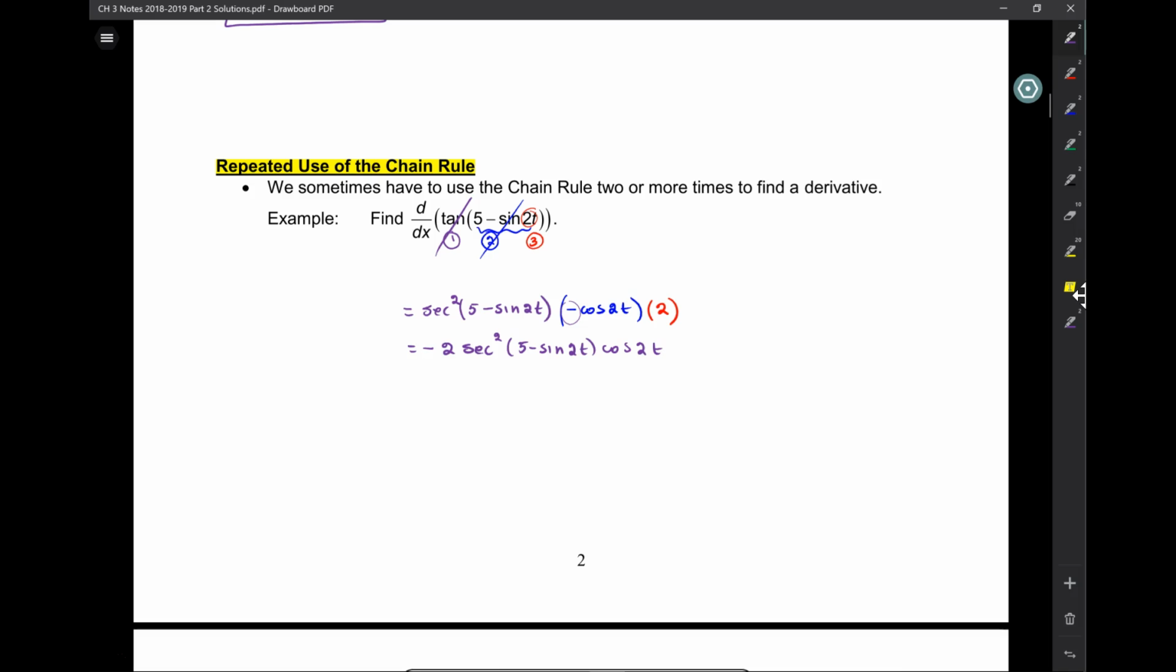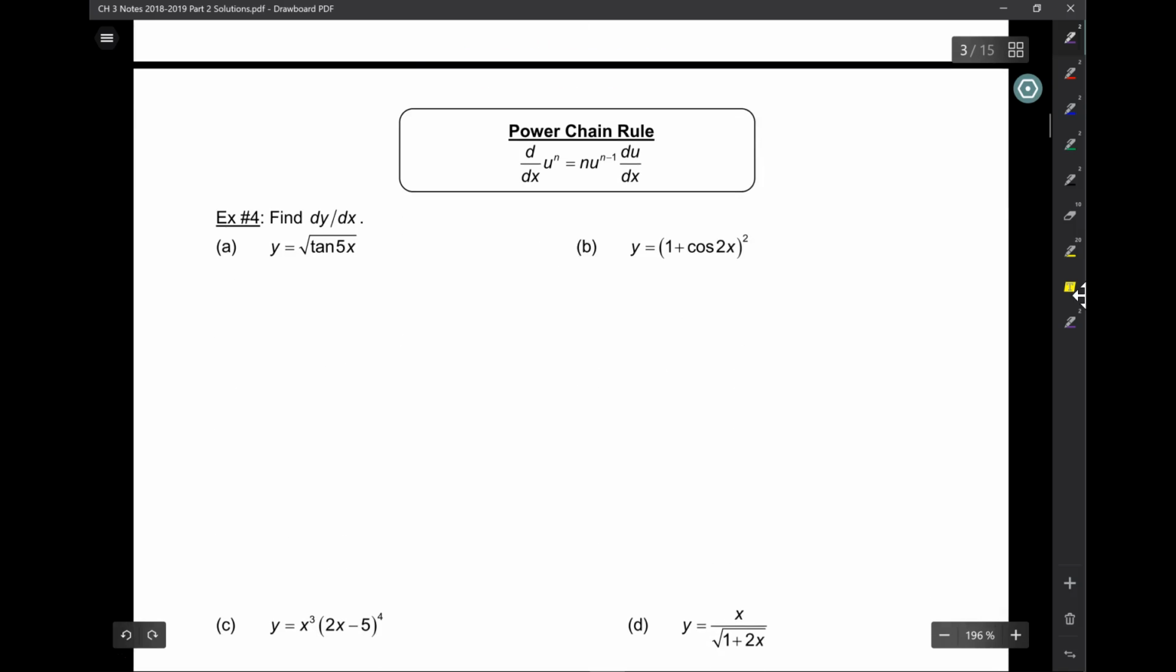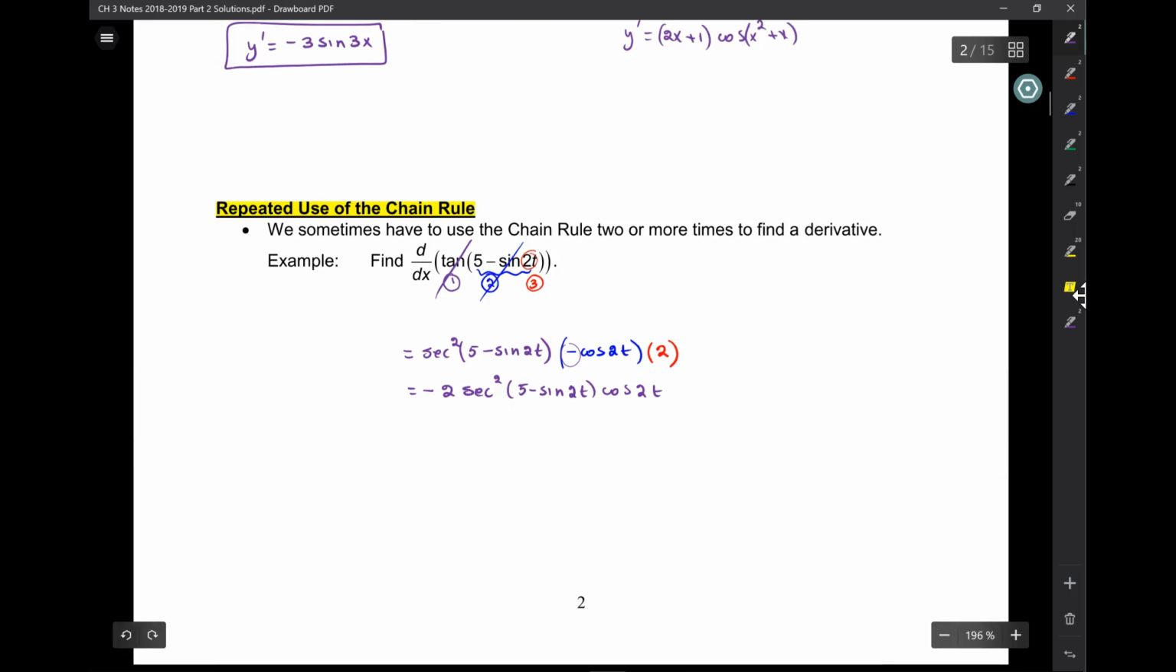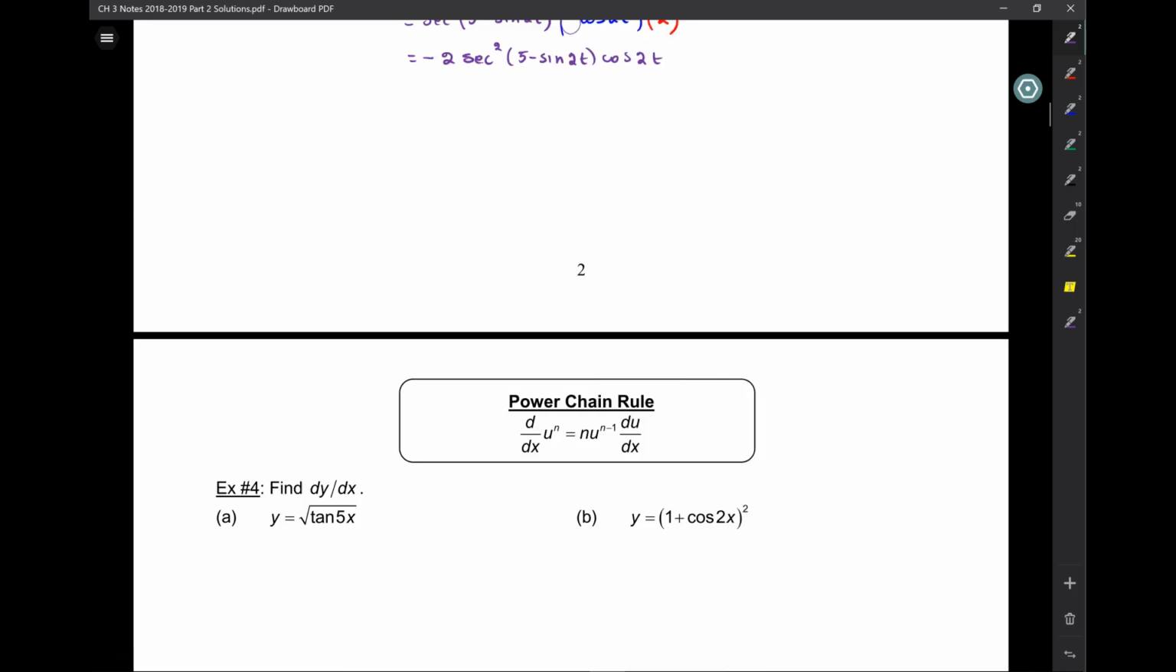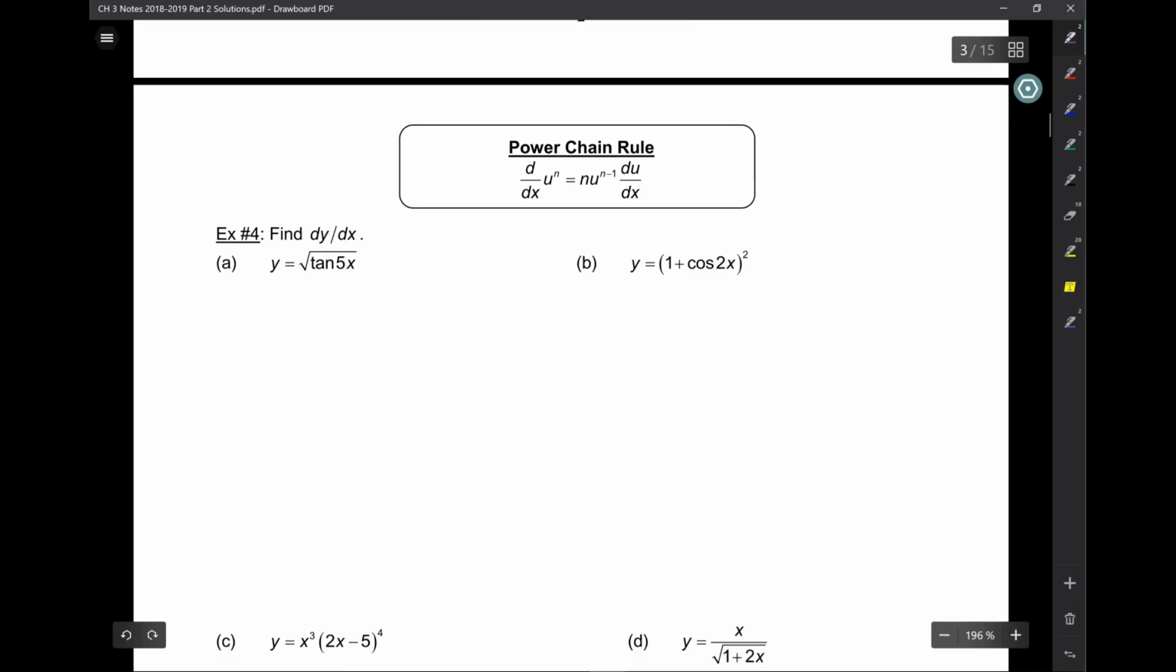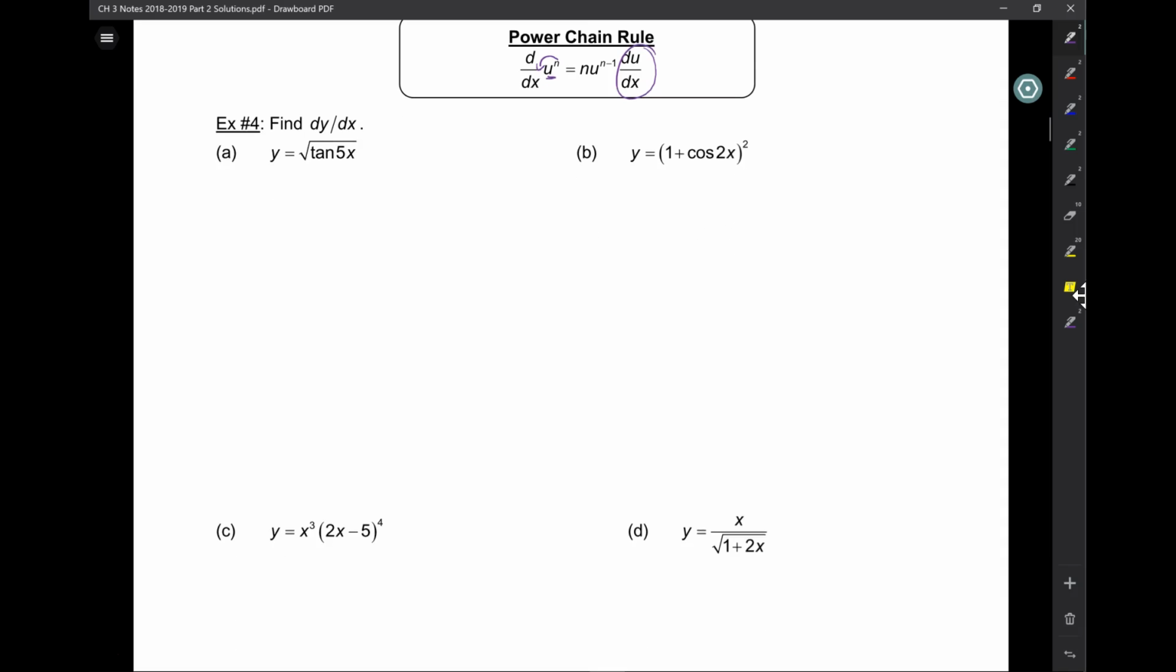Okay, so what about the power chain rule? If you have to take a derivative of something to the power of n, the n comes down, and then it's u to the n minus 1. But if u was a function, then you have to take a derivative of that too. This is where things get a little more complicated. So take a look. dy dx, what do we do always when we've got a square root? Make it into to the power of 1/2. So tangent of 5x to the power of 1/2.